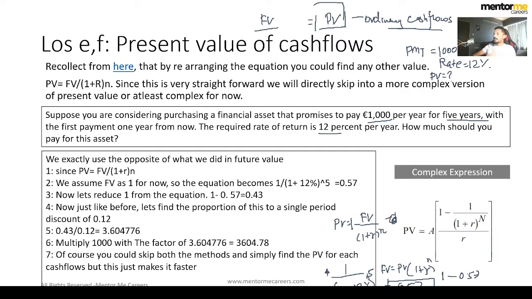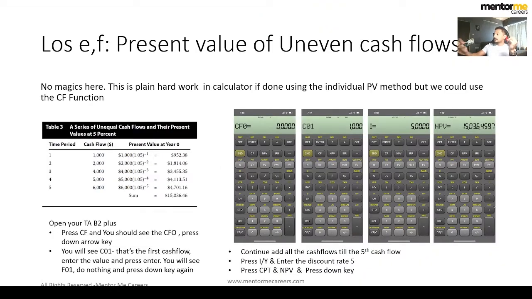Now again, I just want to find out how many times this is. So I'm just going to take 0.43 and divide this by the original rate, which is 0.12, and I get a factor which is 3.604776, right? Now, what we do with 3.604776 is multiply it with this PV, which is 1000, and you will get the answer. So that's nothing but the present value, simple, right? It can be useful when you do not want to use a calculator, but in the real world, a calculator is what you actually use. So this is how you do it.